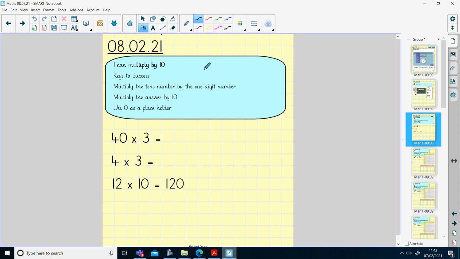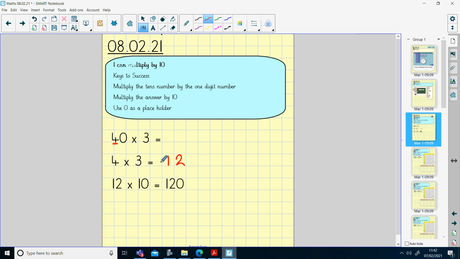So my question is 40 multiplied by 3. Now I can't count in 40s, but what I can do is I can multiply by 4. So 4 times 3 is 12, and I know that it's 4 times 3 because I've taken my 4 tens, so I'm multiplying the tens number by the 1-digit number.